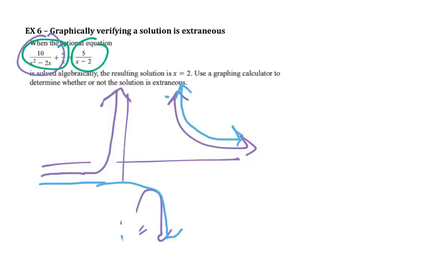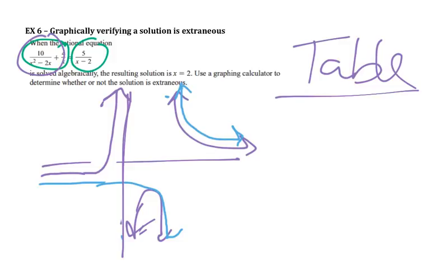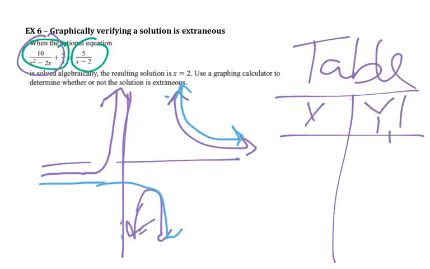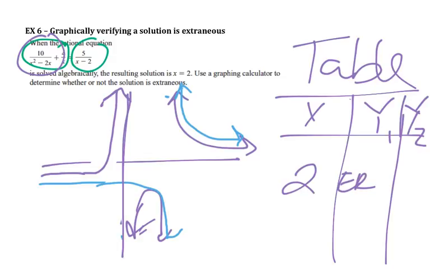So they never intersect. Another way to check that is we could go to the table and go to x equals 2. Actually, in the table, look like this. So your y1 and your y2 values. When x is 2, you get error and error. That means there's a vertical asymptote there, and there cannot be a possible solution. So for this problem, no solution.